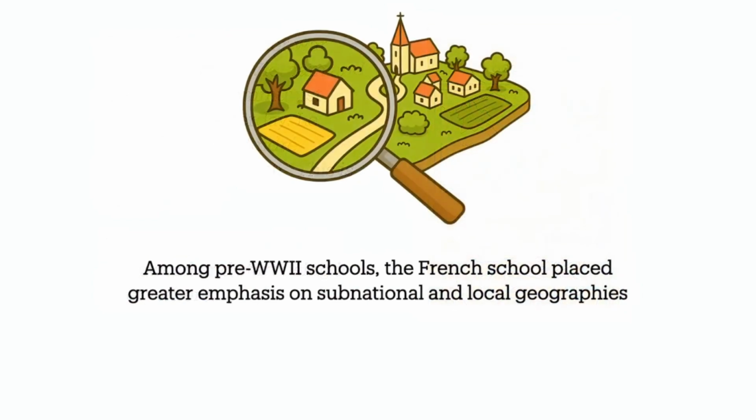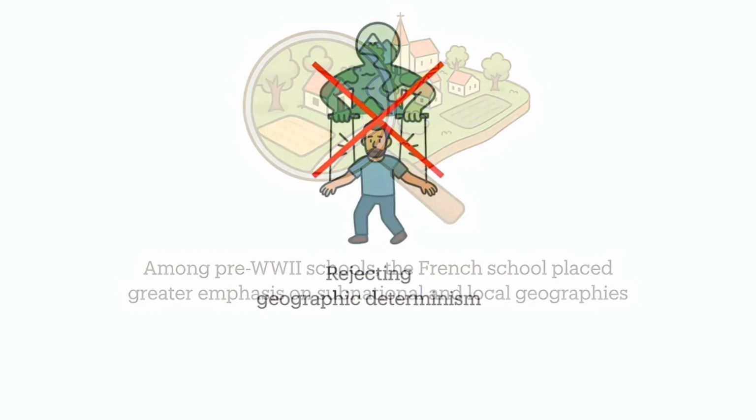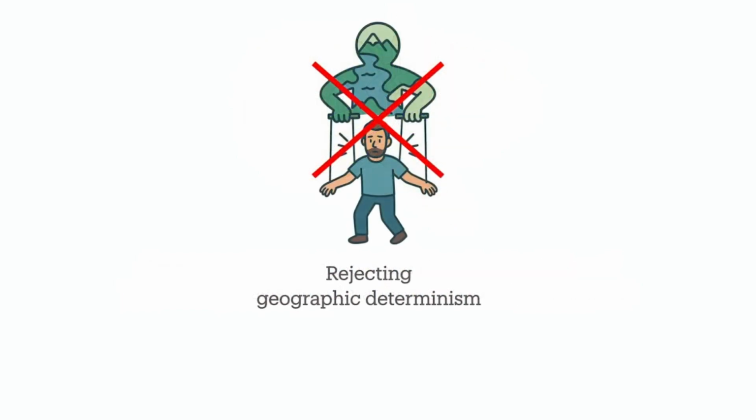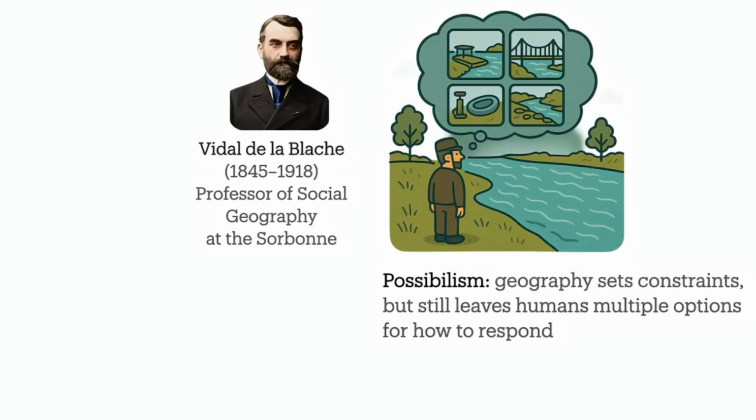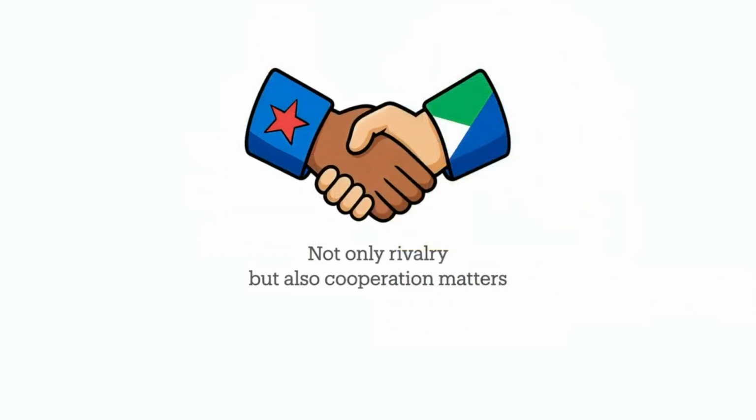Now we turn to the French school, looking mainly at its development from the 1970s onwards, when French authors helped rehabilitate the term geopolitics while reworking and updating earlier French geographical traditions. These earlier French geographers rejected hard geographic determinism and insisted that humans are not simply prisoners of their environment. Vidal de la Blache's possibilism argued that geography sets constraints, but within those limits, people still have real choices about how to act. Also, some emphasize that geopolitics is not only about rivalry and conflict. Cooperation and interdependence matter too.